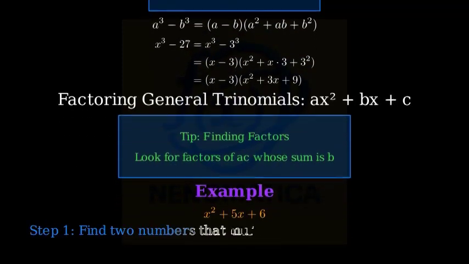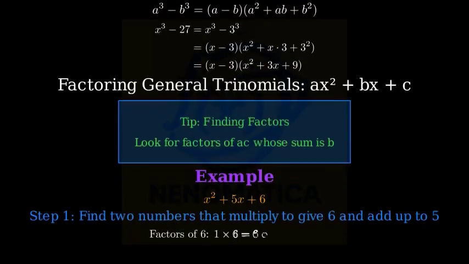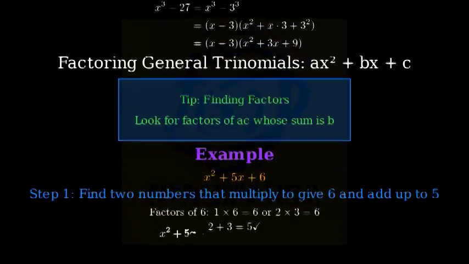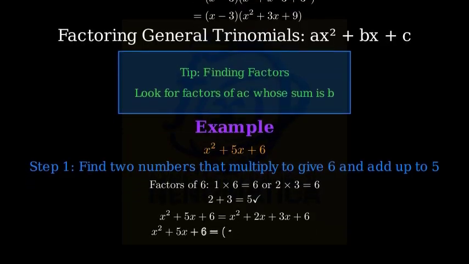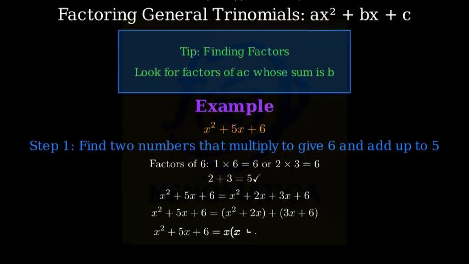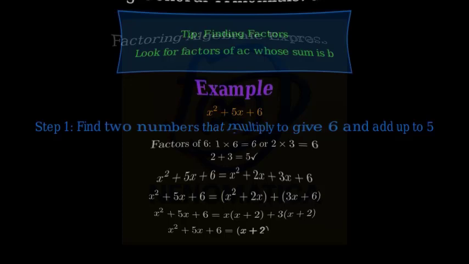Factor 2x squared minus 7x minus 15. Since the coefficient of x squared is not 1, we need to consider the product of a and c, which is 2 times negative 15, or negative 30.